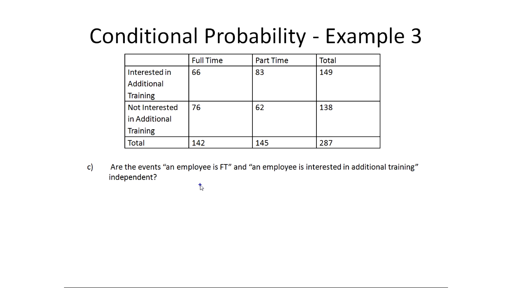Well, in general, for independent events, we can say A and B are independent if the following is true. That if you ask me what's the probability of A given B, and they're independent, I don't care that B happened, I get the same probability as if it didn't, because the fact that B happened didn't influence the probability of A. That's the idea of independence. So what I need to check when you ask me a question like, are the events an employee is full-time, an employee is interested, independent, I need to check, is this true? Can I say this is true or not?